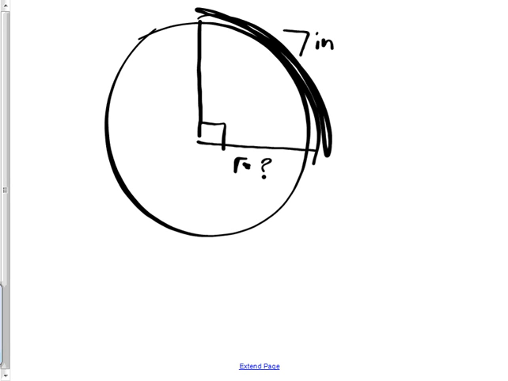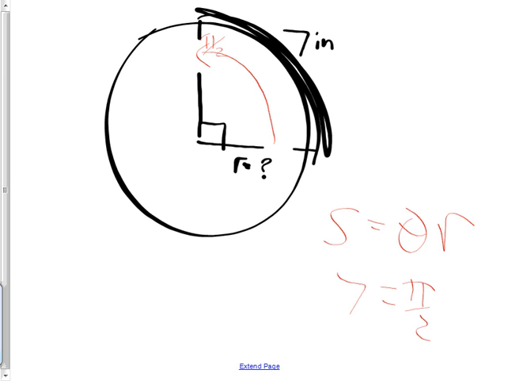How many of you had memorized that 90 degrees is pi over 2? Awesome. Many of you had that nailed, and you should have that memorized. So this is 90 degrees, otherwise known as pi over 2 radians. So S equals theta r. I know my S is 7. I know my theta, my angle, was pi over 2, because this formula only works for radians, times r.